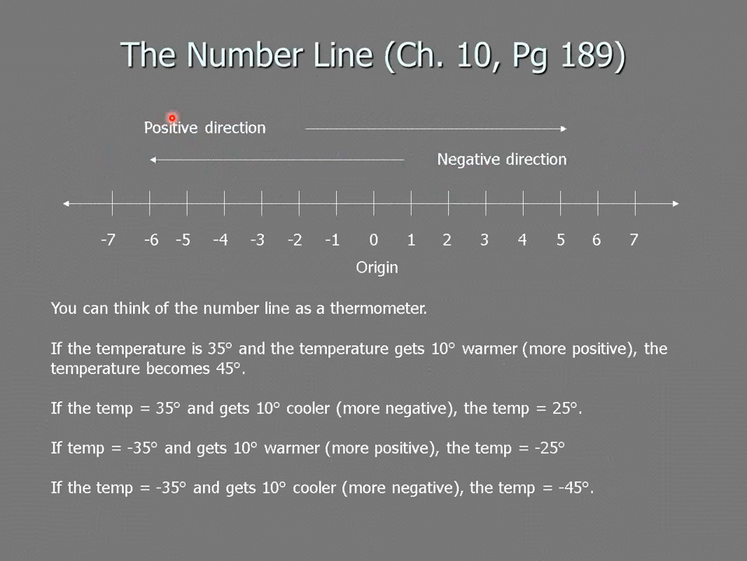So again, the number line. I think some of you have seen this before, that we have a number line and we assume that we have a 0 at some point, and then the more we go to the right side, we basically go to the positive direction, okay? And the more we go to the negative side, we basically have more negative numbers.